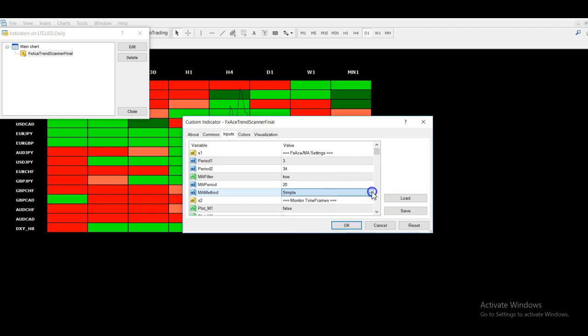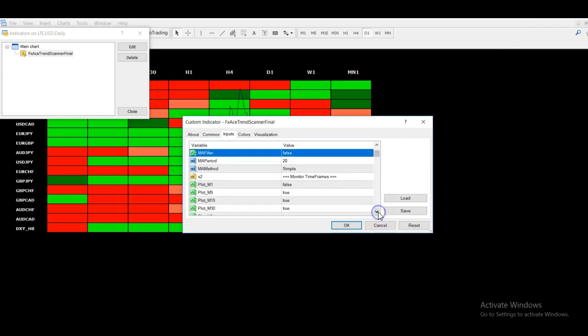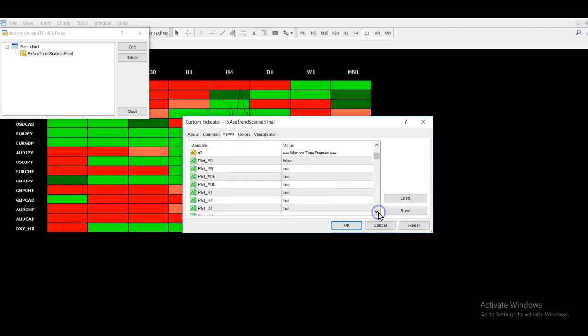You can have a simple moving average, an exponential moving average, a smooth, linear weighted. Also, I don't use that. I like to use my own custom settings. But if you're a moving average trader out there, it's a very powerful tool for you. Saves a lot of time identifying trend direction.